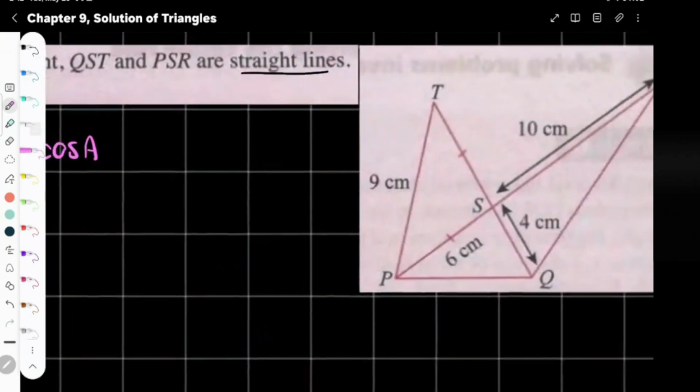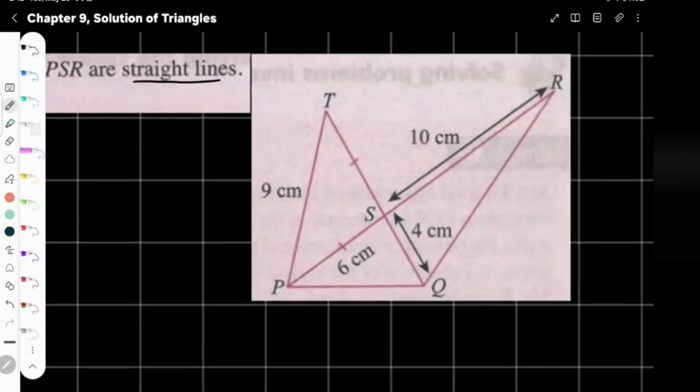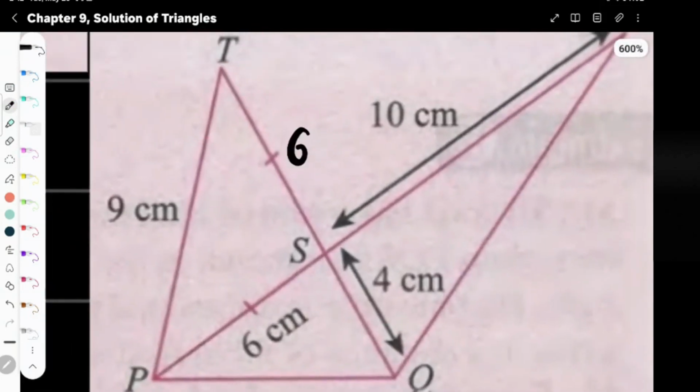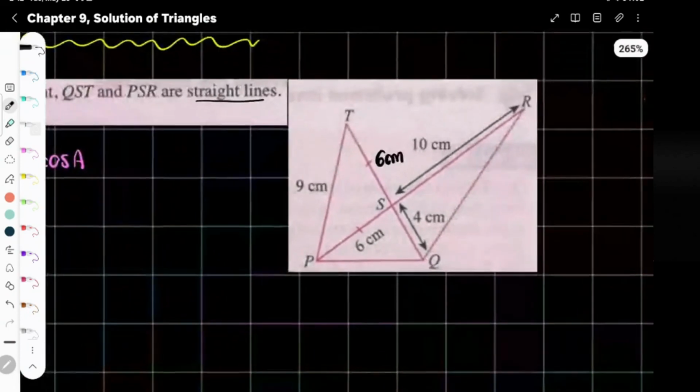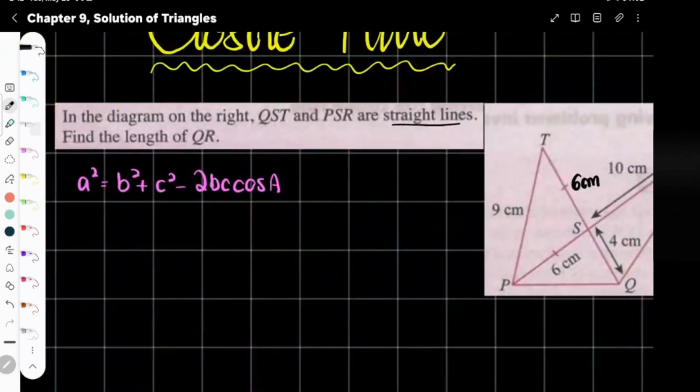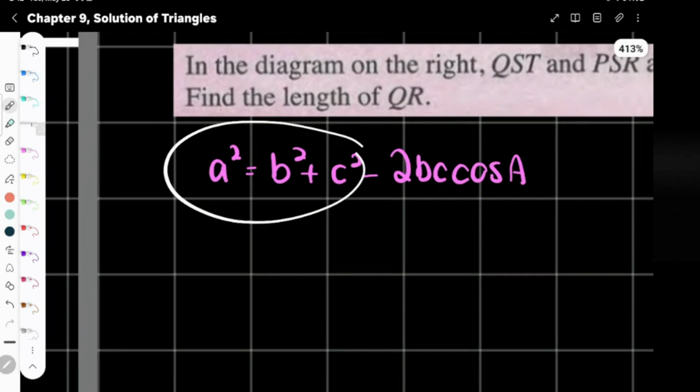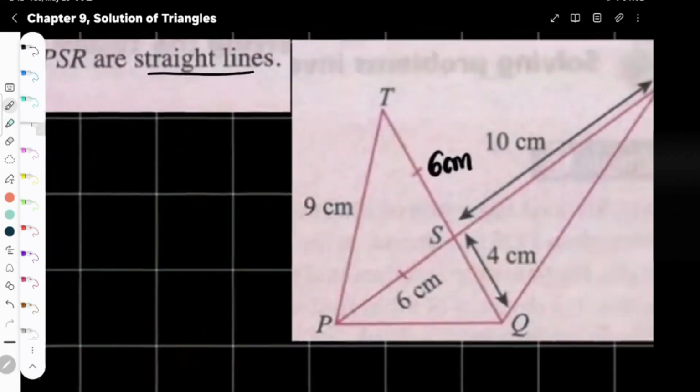So let's think about it. Which triangle can we use this formula for? Actually, a lot. So let's fill in what we know. This is 6 centimeter. So we can actually calculate the angle for this inside one here, or this one here. Either way, it doesn't matter. So follow me. Remember, this is not an angle, so we can use any of these here.